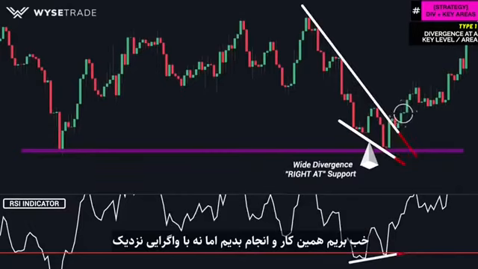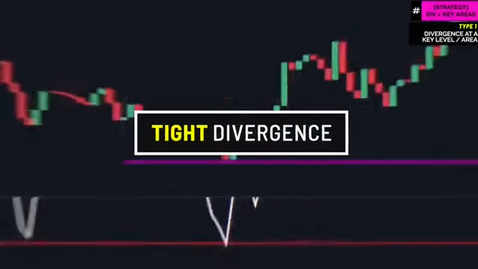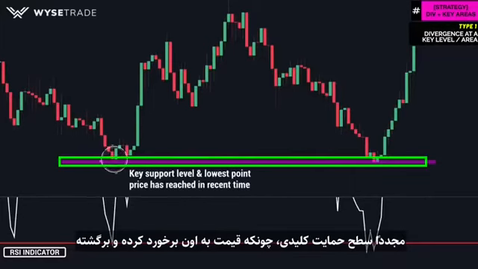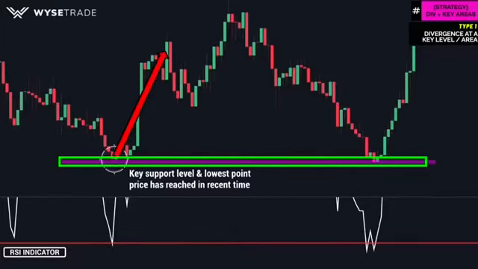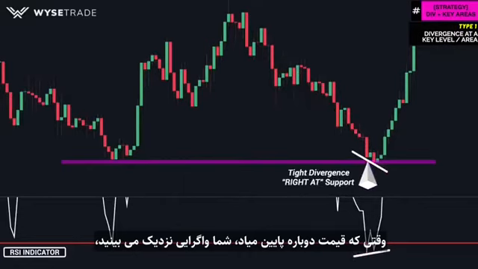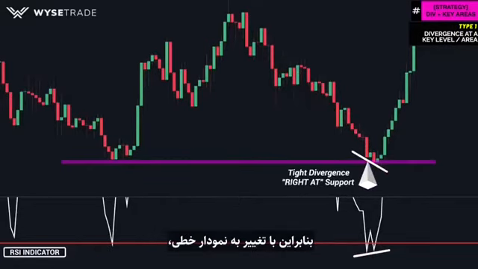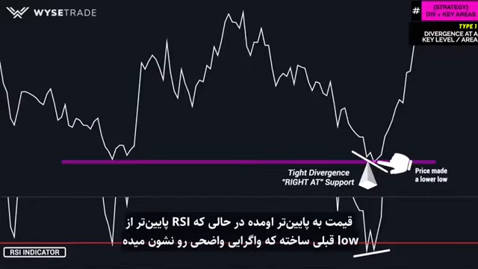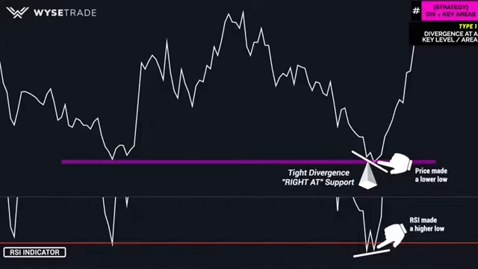So let's do the same thing except with tight divergence. Again, key support level because price hit and reversed from here drastically. As price came back down, you had tight divergence form right at this key level of support. So switching to the line chart, again, price made a lower low while the RSI made a higher low, showing a clear tight divergence. So let's jump back.